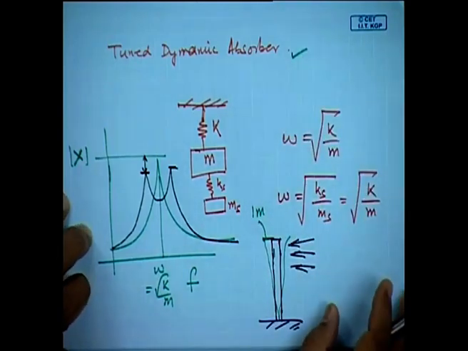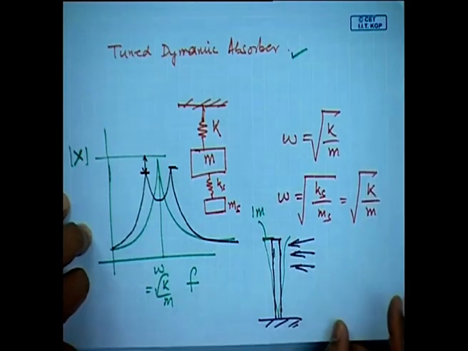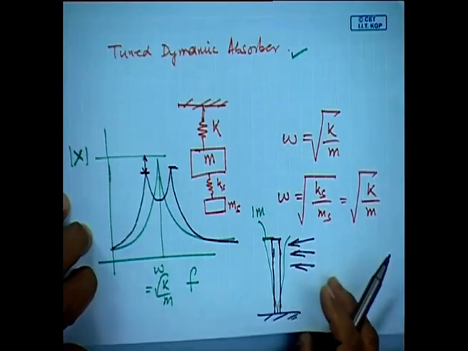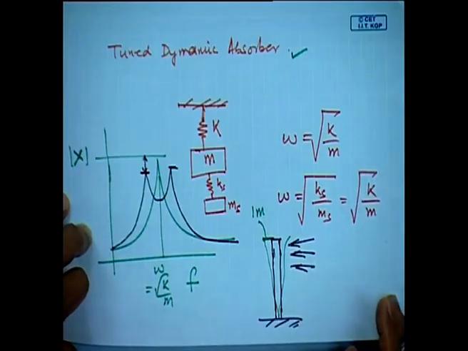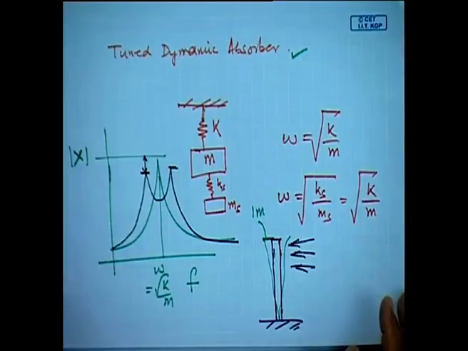There are a lot of applications of such tuned dynamic absorbers in automobiles. For example, the drive shaft or the propeller shafts also undergo a lot of torsional oscillations. So, we can put such torsional tuned dampers to reduce those oscillations at the natural frequencies, because by tuned dynamic absorbers we can reduce the oscillations of the primary mass because of the resonant frequency of the secondary mass.